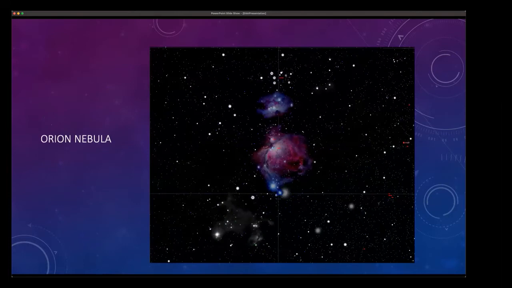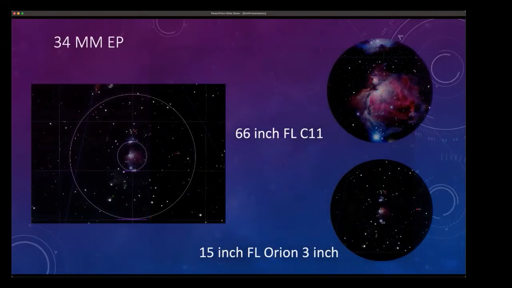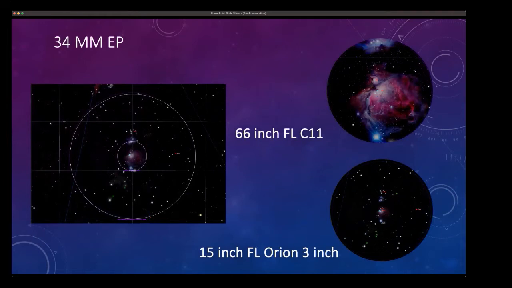So we'll show this with just a little representation. This is a simulation of the Orion Nebula. Okay, so I've depicted two telescopes here, a 3-inch refractor and my 11-inch with a 66-inch focal length through using a focal reducer. We don't need to really worry about that too much. The image on the left shows the area of the sky that I would see in the telescope with a 34mm eyepiece. And the circular insert at the top right is kind of what it would look like, although without all that color.